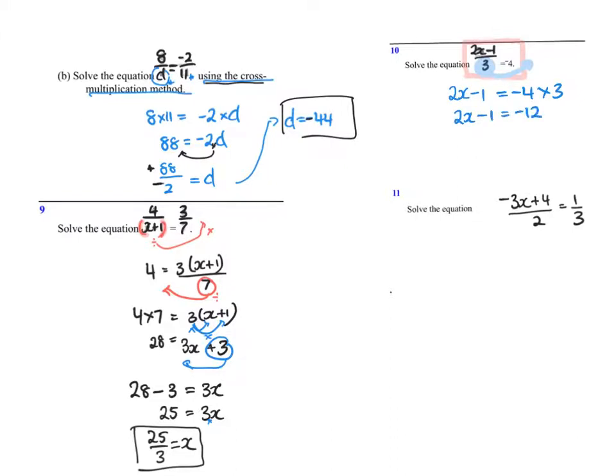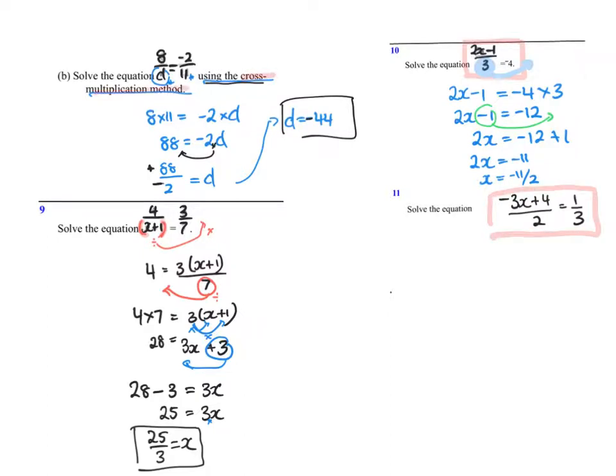Now I'm going to move this negative 1 over, which would be doing the opposite, which is plussing. So I've got plus 1. So I've got 2x equals negative 11. And then I'm going to bring the 2 over. It's timesing, so it will divide on that side. And that's as far as I can simplify. So that's our answer.